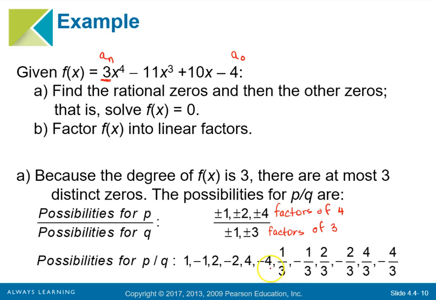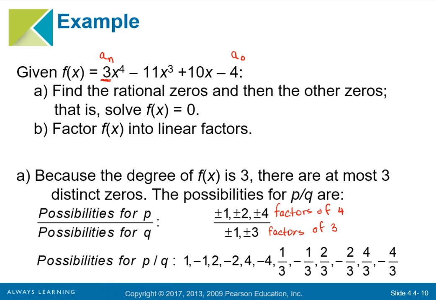All right, so in this case, I'm going to start with my denominator being the 1. I'm going to have 1 over 1 is 1. Negative 1 over 1 is negative 1. 2 over 1 is 2. Negative 2 over 1 is going to give you negative 2, and so on. You're basically going to create all of the possibilities here.